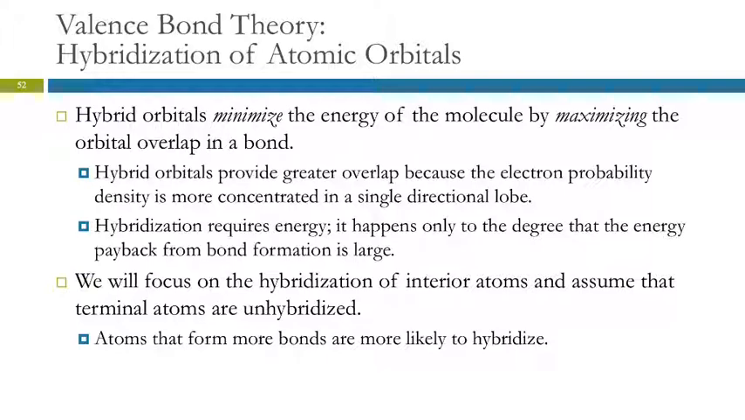When you hybridize orbitals, instead of the electron density being equal on each side of the atom, it's going to become more lopsided and be more on one side of the atom, and so that allows you to overlap better. So what we're going to do is just look at hybridizing the orbitals on interior atoms, and we're going to leave the terminal atoms unhybridized. That's not actually what they do, but we can ignore the hybridization of terminal atoms.